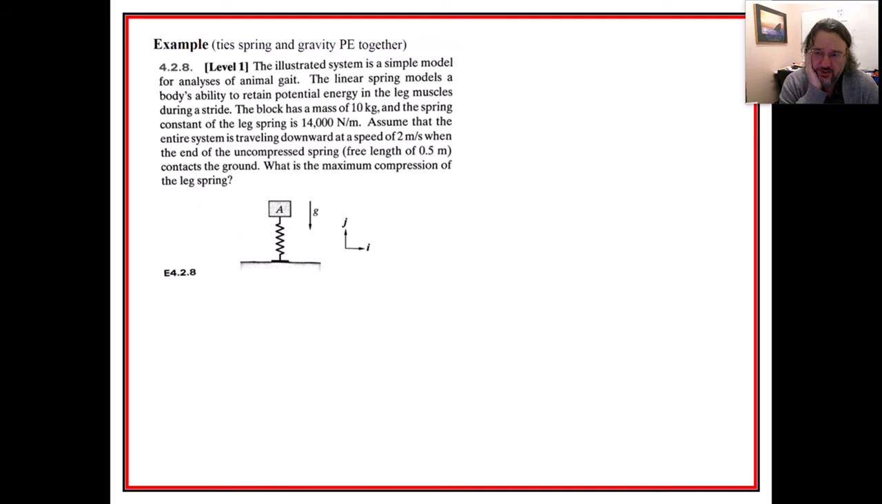Right? So you can picture this thing. It's coming down, and then all of a sudden the spring touches, and now it's going to settle down to a certain level right there. And we want to figure out how far that's going to go, right? So let's see what happens in here.